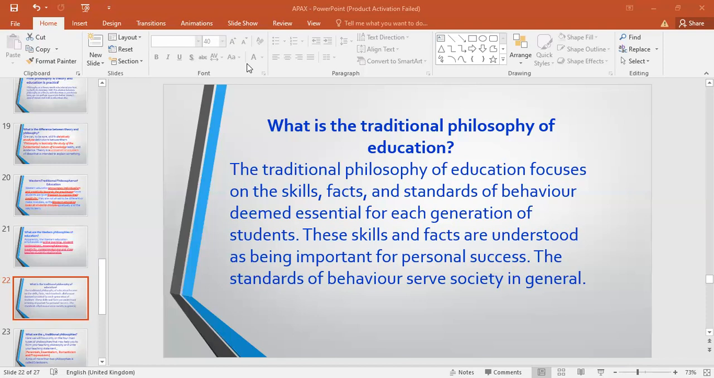So identifying effective teaching methods, and then assessment and evaluation, plus individualism and personal growth. We have to concentrate on that as well, and then critical thinking and inquiry. So that's all my answer.